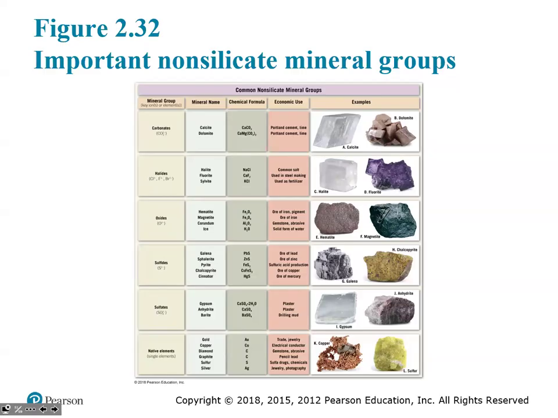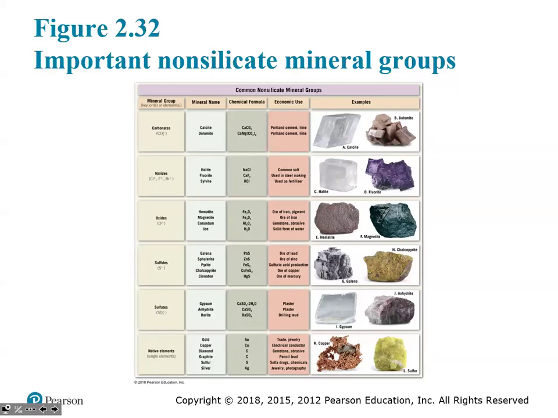Sulfides. There's sulfur. So things like galena is lead sulfide. Sphalerite is zinc sulfide. Pyrite is iron sulfide. Chalcopyrite is copper iron sulfide. Cinnabar is gorgeous and very toxic because it is mercury sulfide, but it is a gorgeous red.